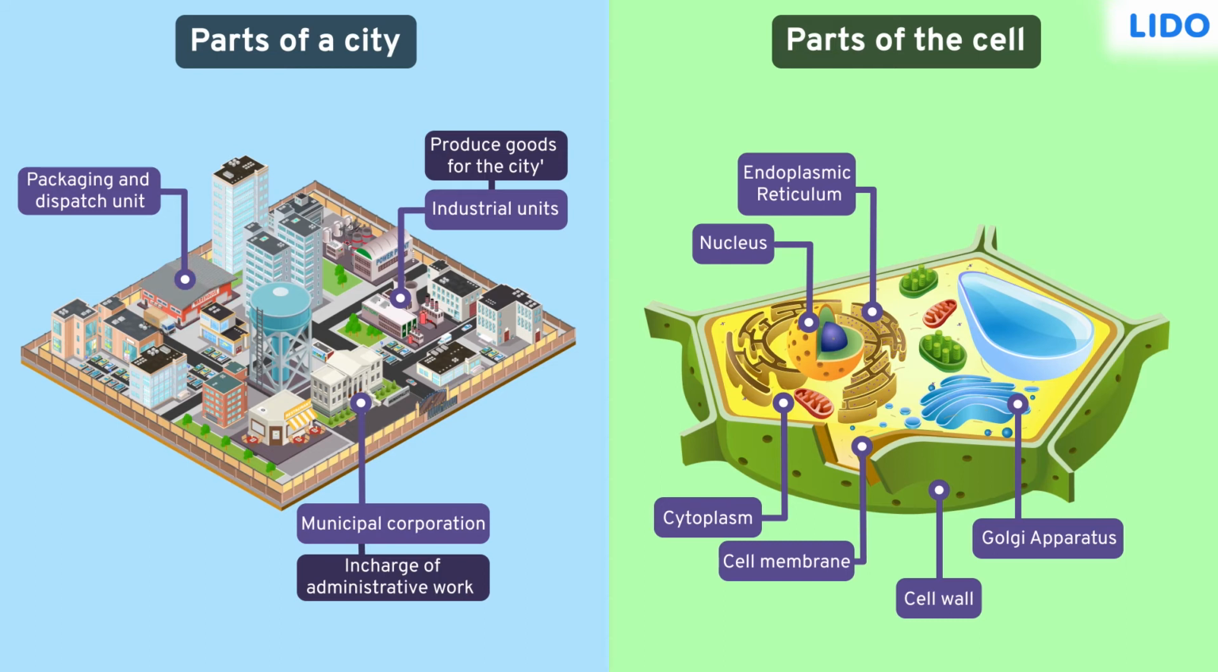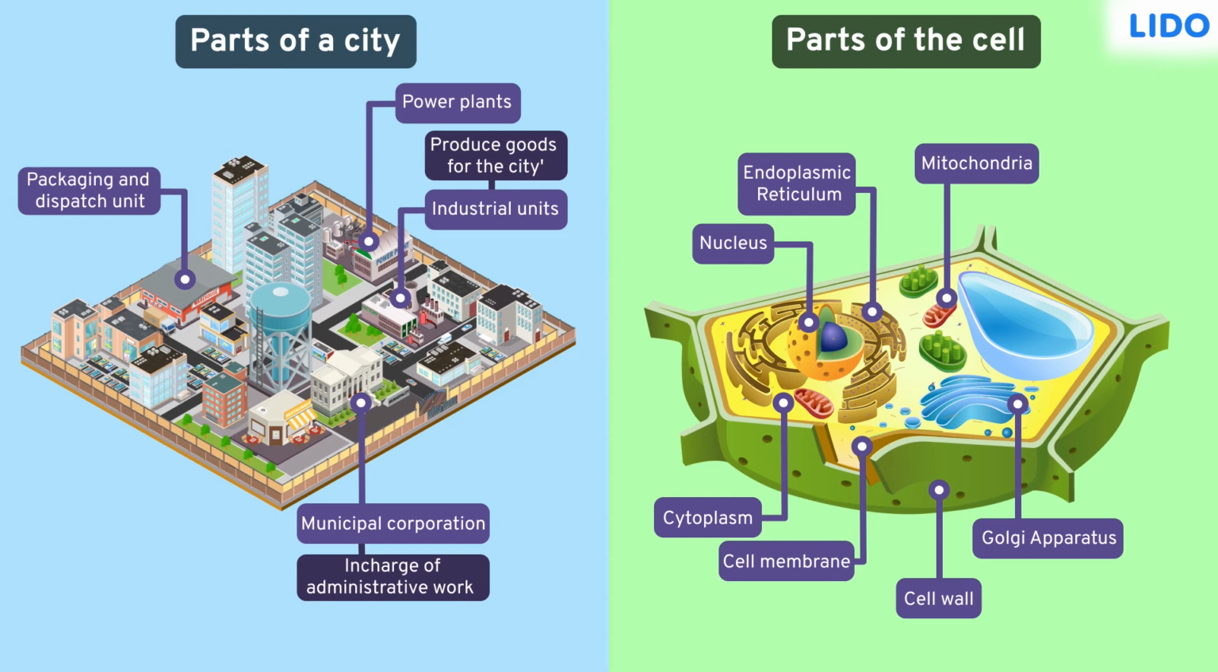To function, a city needs electricity, and this electricity is produced in power plants. Similarly, every cell has a power plant that produces the energy it requires to function. This power plant in a cell is called mitochondria.